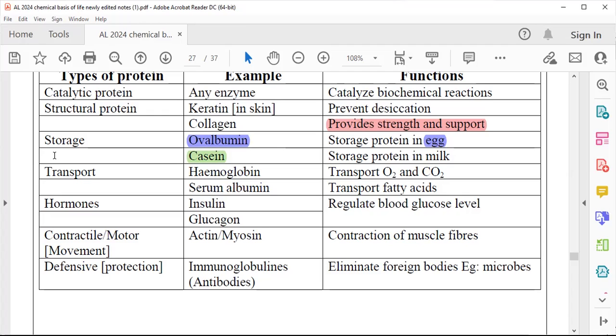What are the transport proteins? Two transport proteins in the syllabus: hemoglobin and serum albumin. Hemoglobin is transporting which components? Oxygen and carbon dioxide. Serum albumin is transporting which component? Fatty acids.